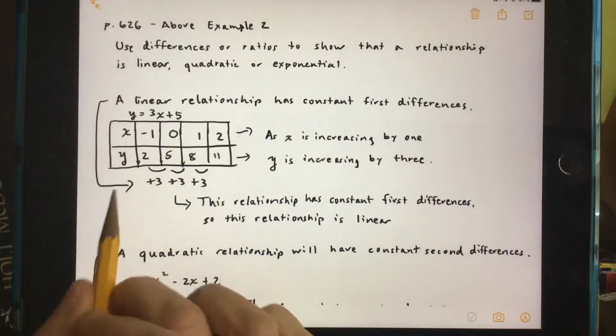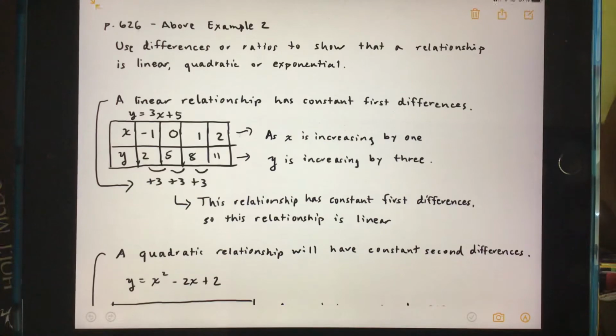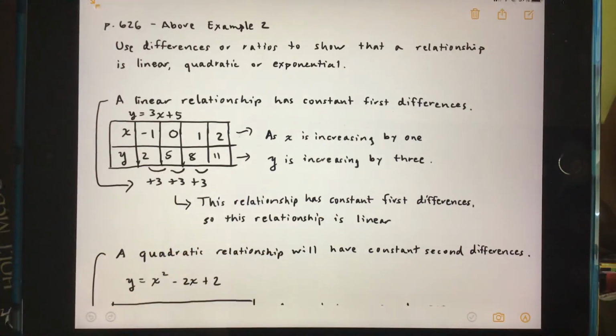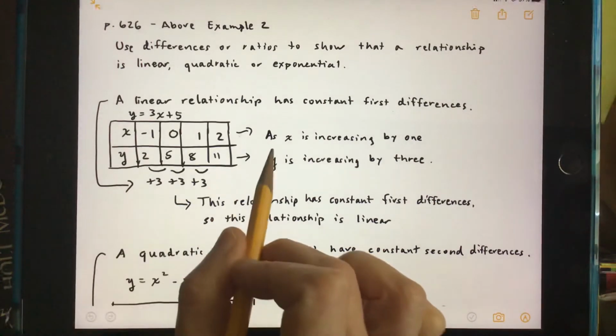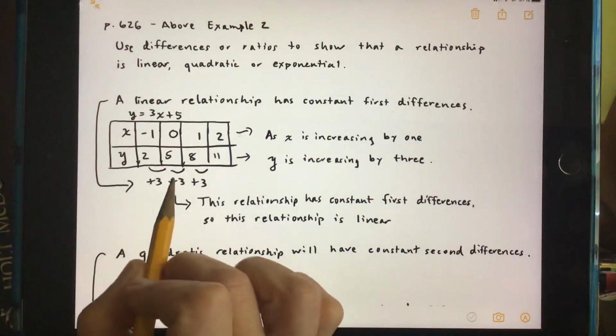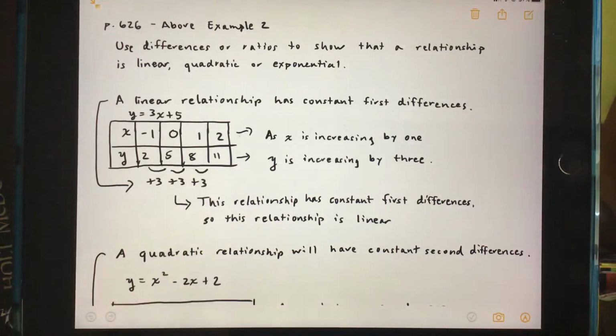Instead, we're going to take a look at the table of values. These are points that we could plug in for x, and that would give us the y values that you see down here in the bottom row. We're always going to be looking at table values for x increasing by 1, and then we're going to look and see what's happening in the bottom row to the y values. So in this case, we're noticing that each y value is increased by 3. 2 plus 3 is 5, 5 plus 3 is 8, 8 plus 3 is 11. And so we are going to conclude this is linear because the first differences are constant.